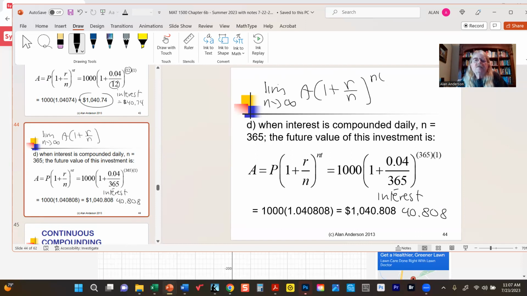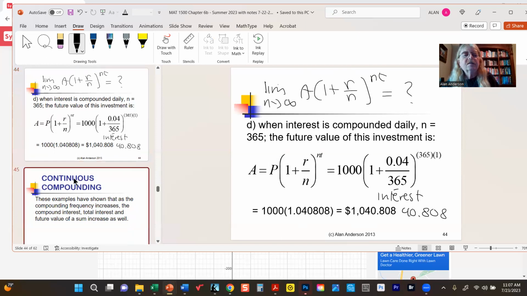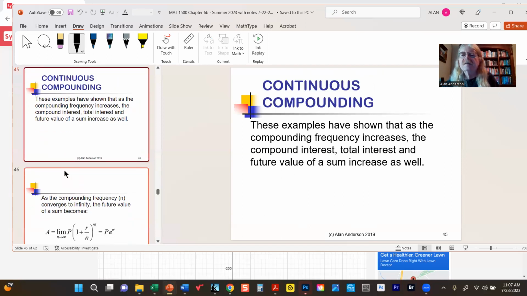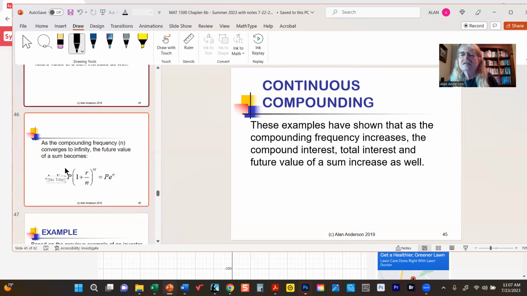This is what we're building up to. The limit as n goes to infinity is something called continuous compounding. And you'll see that when we reach this point, we are experiencing exponential growth. That's what this has been all about. This is an example of exponential growth.